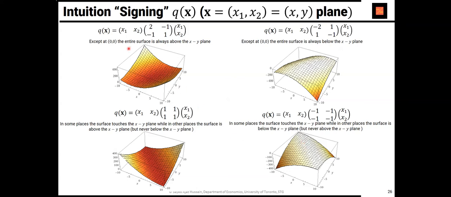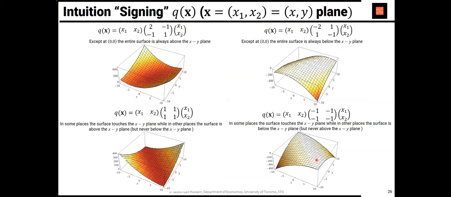So there are surfaces where the number q always takes on values which are strictly positive, except at the location 0, 0. There are other surfaces where the value of q is bigger than or equal to 0 for all values of x. There are quadratics where the value of q is always negative except at the point 0, 0. And there are surfaces where the quadratic is less than or equal to 0 for all values of x.